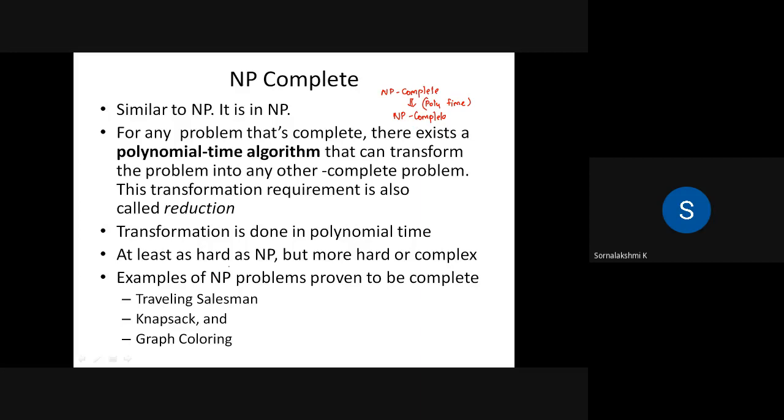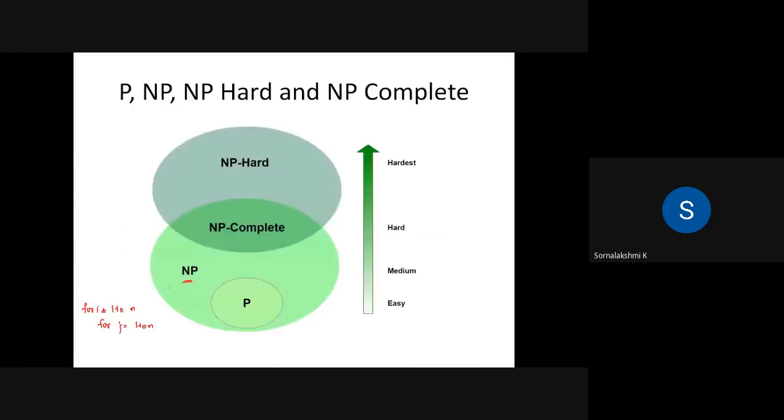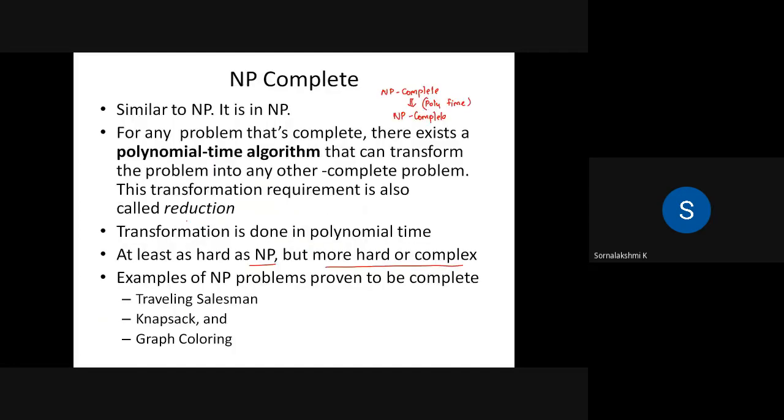Okay, it's at least as hard as NP, but more hard and complex. So verification can be done, and the transformation also can be done. Verification and transformation being possible means they are in this class, right? So they are NP complete. These are the different problems: traveling salesman problem, knapsack problem, and graph coloring problem. How can you color a graph with a minimum number of K colors? That is the graph coloring problem. Traveling salesman and knapsack are NP complete problems.